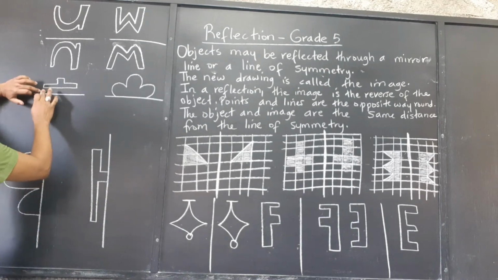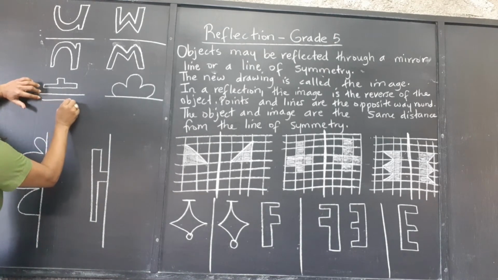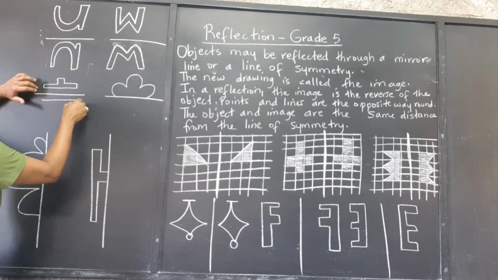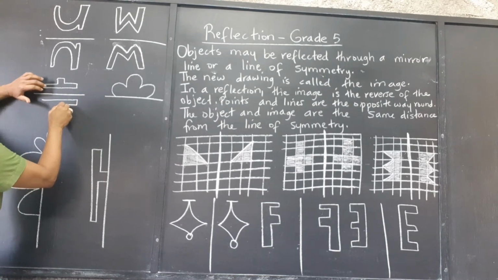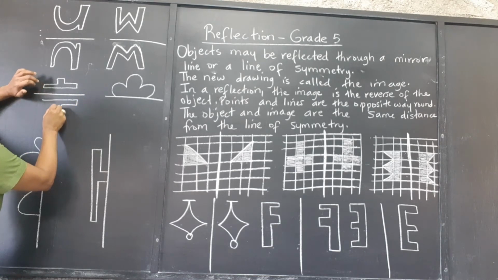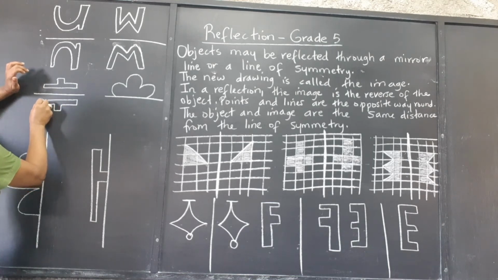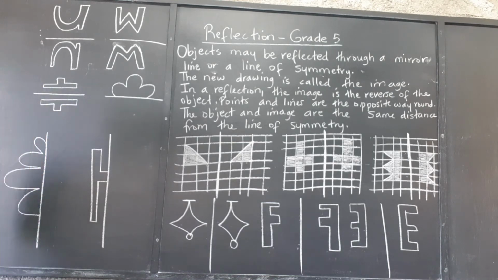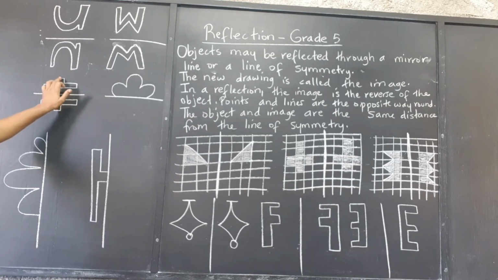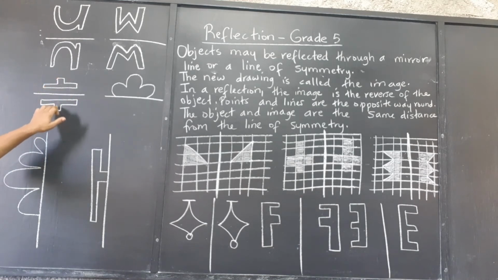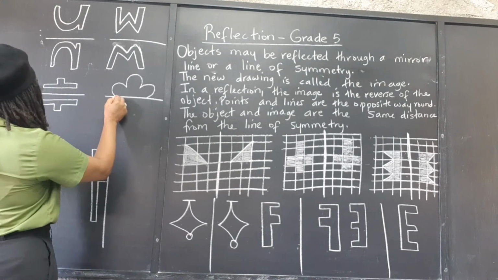So keeping the same distance away from the mirror line. And there we go. So what was up is now turned down through the horizontal line of symmetry. Same thing here. So we're going to go that way.